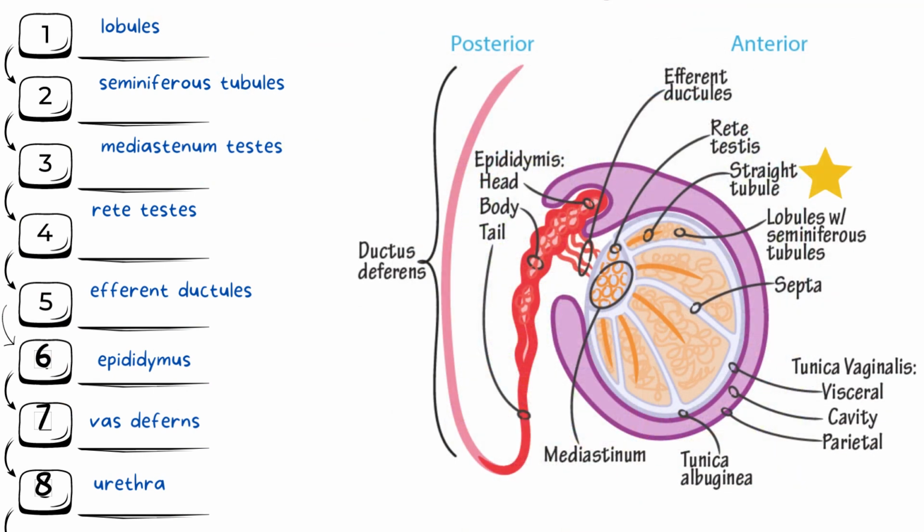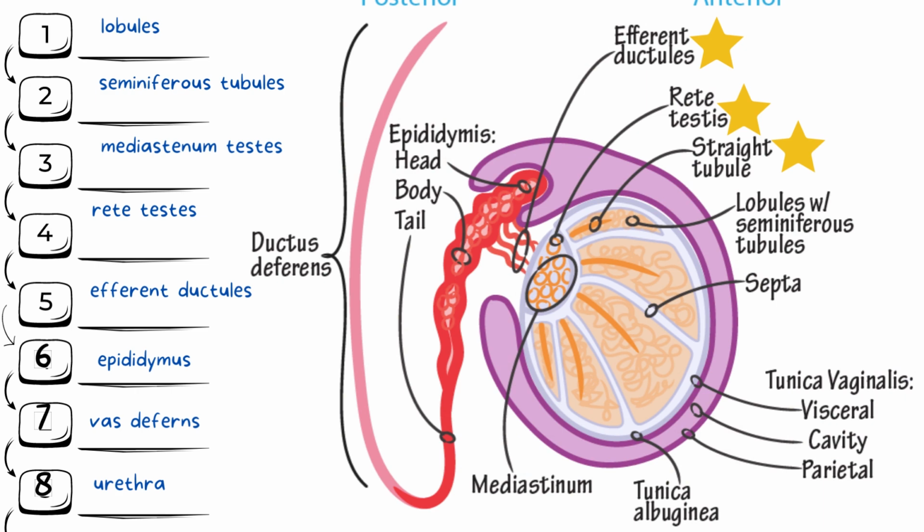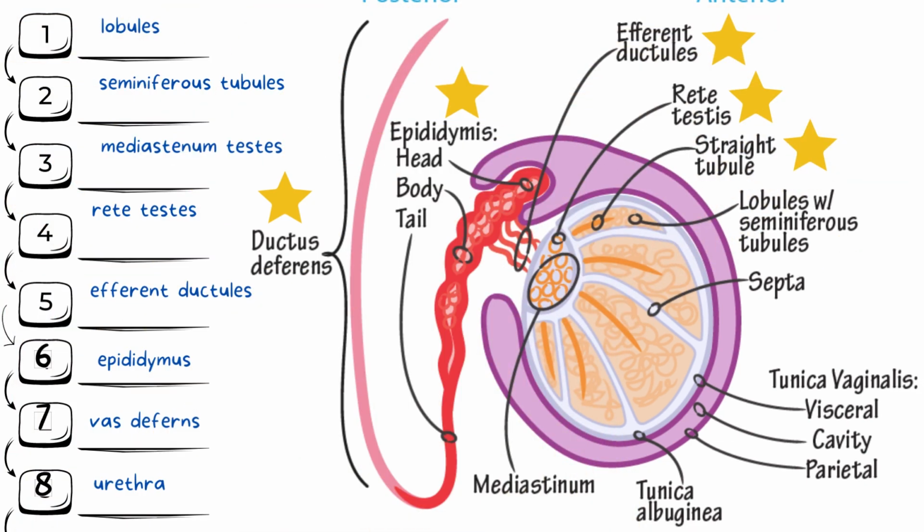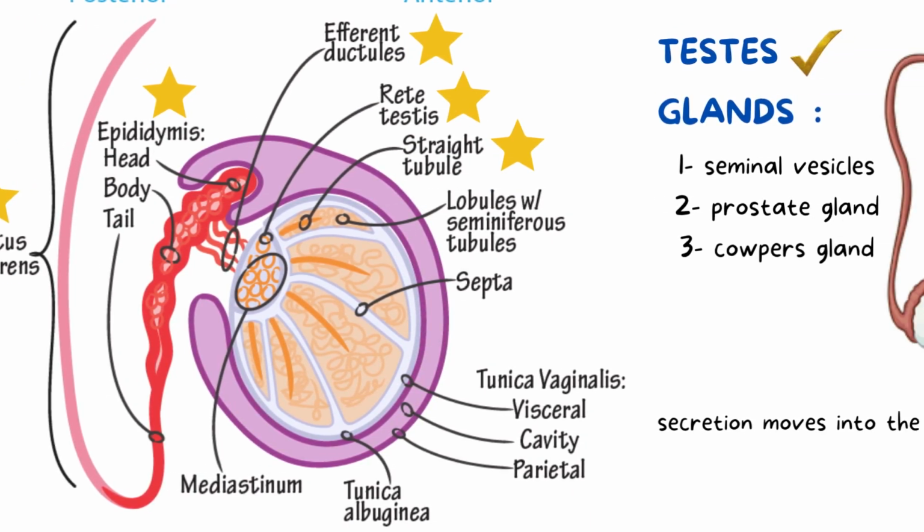Next, we have the straight tubules which converge to form the rete testis. The rete testis drains into the efferent ductules and the latter drain into a structure called the epididymis. The epididymis is a duct which is highly convoluted and condensed. Here the sperms are stored temporarily and also gain the ability to swim. The epididymis then continues into the vas deferens. The two vas deferens unite and drain into the ejaculatory duct.